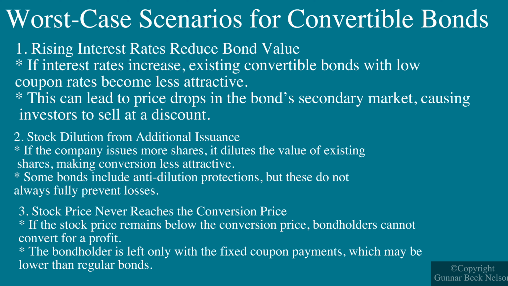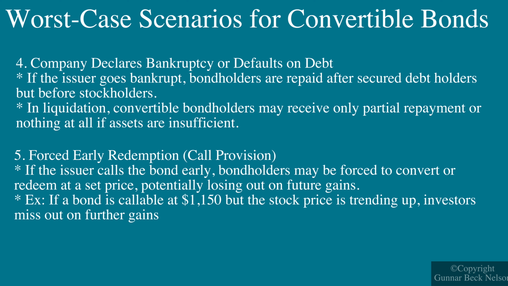And then there's also the company declaring bankruptcy or defaulting on its debt. If the issuer goes bankrupt, bondholders are repaid after secured debt holders but before stockholders. And in liquidation, convertible bondholders may receive only a partial repayment, or nothing at all, if assets are insufficient.